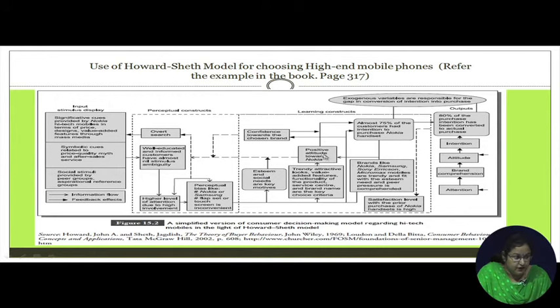The determinant of this positive attitude is the motivations, and these two are the motives, social and esteem need. Then we talk about the evaluative criteria or the choice criteria, where we have talked about the features and all this. Then we are talking about the brand comprehension, and then these 3 can result in the positive attitude towards Nokia.